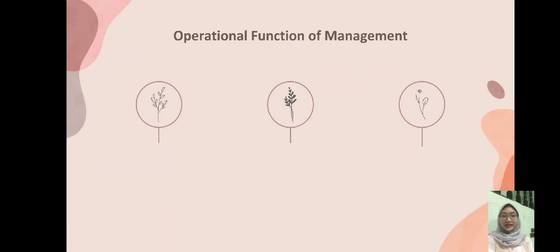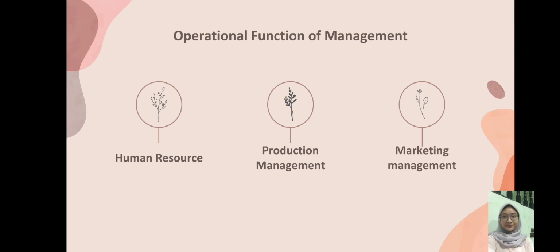Operational functions of management. Number 1 is human resource management. Human resource management is the application of management based on its function to obtain the best human resources for the business we run, and how the best human resources can be maintained and keep working with us with quality work that is always increasing.